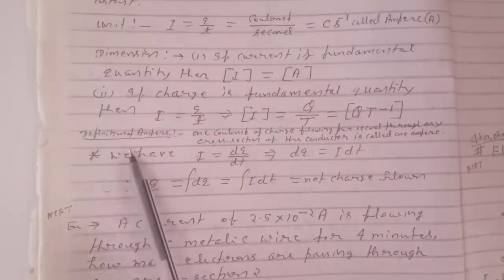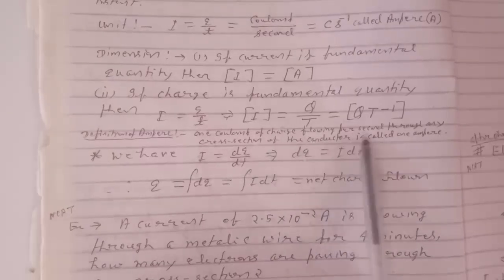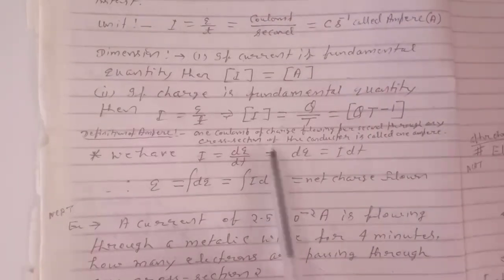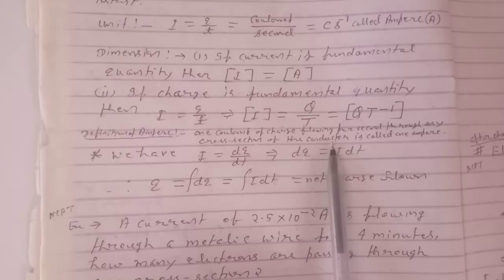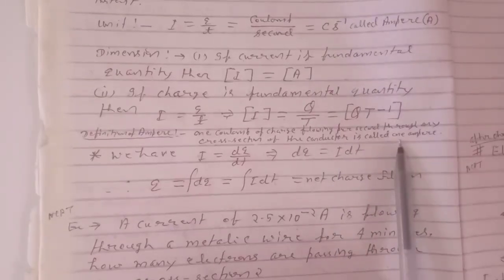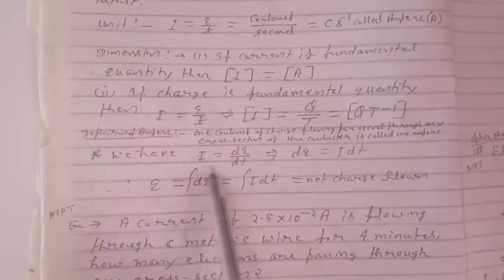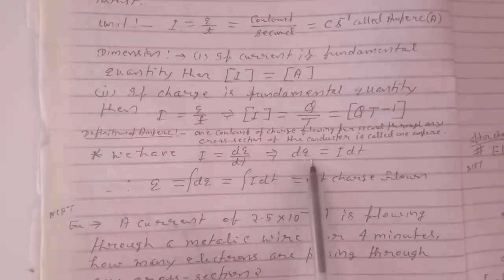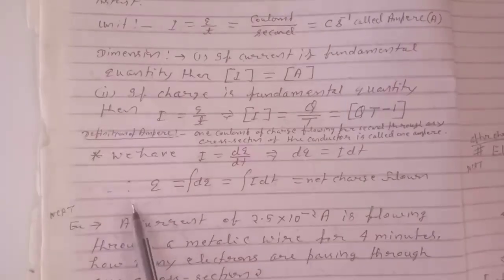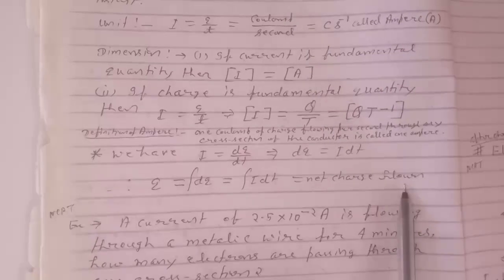Definition of ampere: 1 coulomb of charge flowing per second through any cross section of the conductor is called 1 ampere. We have I equals dq by dt, which implies dq equals I dt, hence q will be the integration of dq, which is the integration of I dt, the net charge flow.